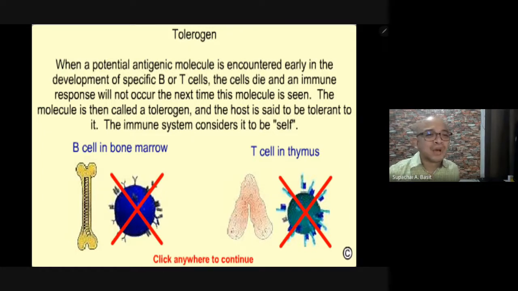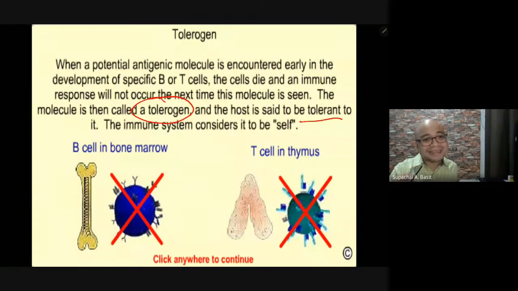How does it happen? When a potential antigenic molecule is encountered early in the development of specific B cells and T cells, and those particular B cells and T cells that have encountered the tolerogen prematurely die, an immune response will not occur the next time this molecule is seen, because this particular molecule is considered as self already. Hence, they are called tolerogens, meaning our immune system is able to tolerate their presence. Okay? So a tolerogen, therefore, will not elicit an immune response anymore.